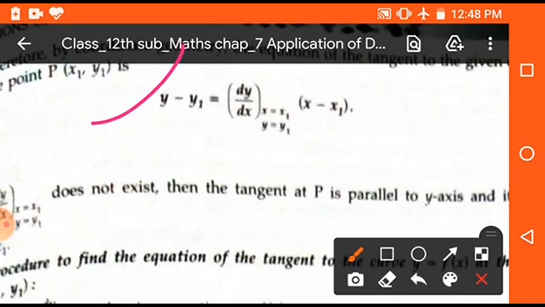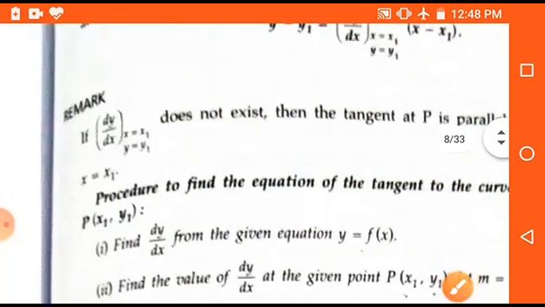The formula is y minus y1 equals dy/dx at x equals x1, y equals y1, times x minus x1, where (x1, y1) is the given point where the line meets the curve, and dy/dx is the slope, and we can find the slope very easily by differentiating the given function. Clear? Okay, students.